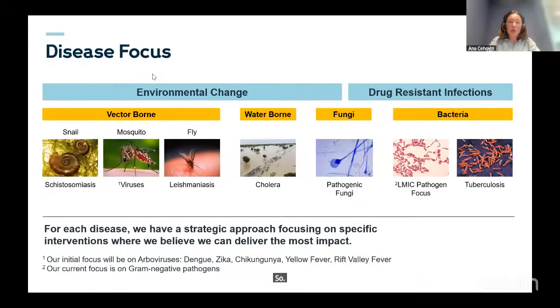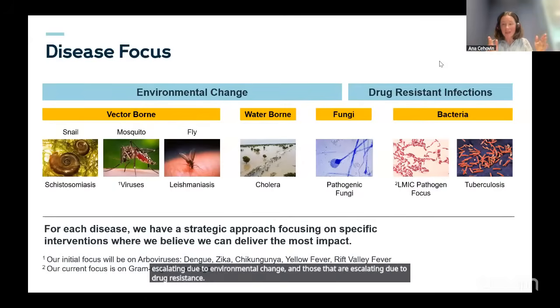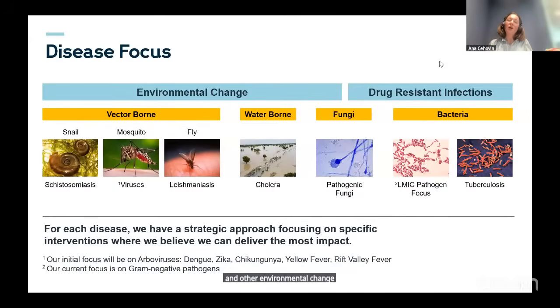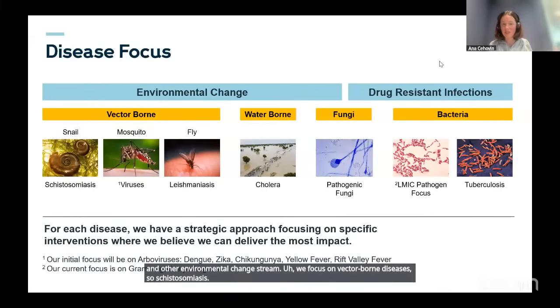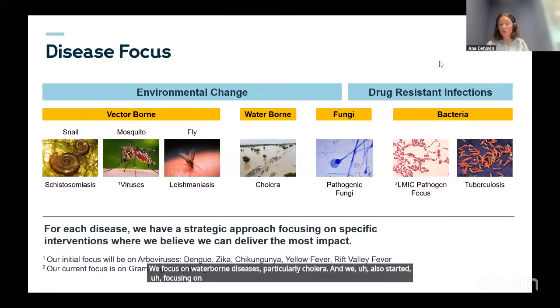So we focus on 2 streams of infectious diseases: those that are escalating due to environmental change and those that are escalating due to drug resistance. Under the environmental change stream, we focus on vector-borne diseases, so schistosomiasis, mosquito-borne viruses, and leishmaniasis. We focus on waterborne diseases, particularly cholera. And we also started focusing on fungi as a new program, which straddles environmental change and drug resistance infections.